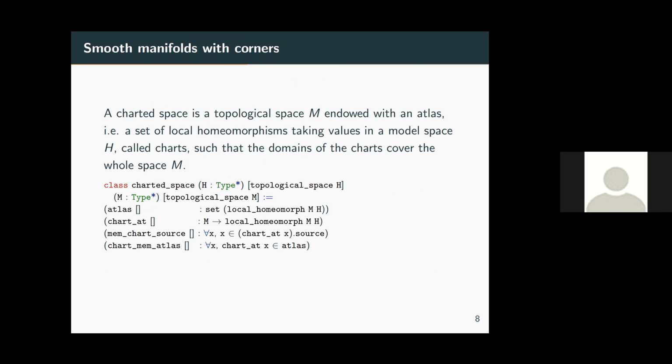So a charted space is a topological space which has an atlas of charts that are valued in a fixed model space. By charts, we mean just local homeomorphisms, which are what probably the listeners think. So they're just homeomorphisms which are defined on a subset of our topological space to a subset of a model space. There are actually some technical problems in defining local homeomorphisms. It's not that straightforward, but I do not really have the time to mention them now.